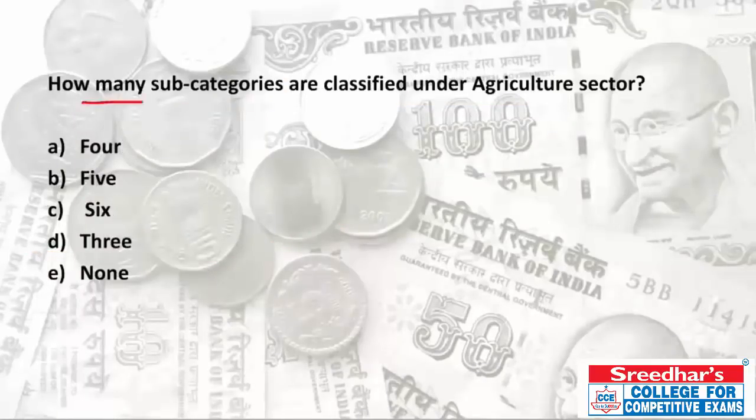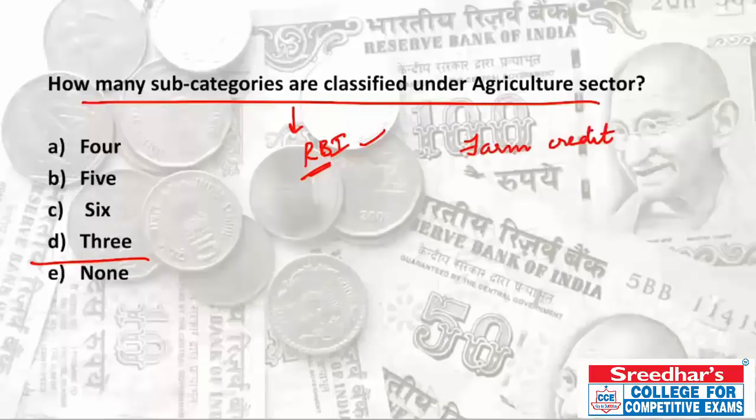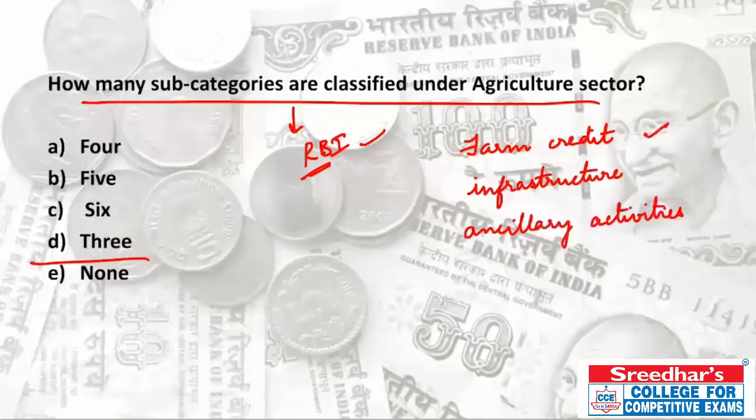How many subcategories are classified under the agriculture sector? It is 3. There are 3 subcategories under agriculture as classified by RBI. This classification was given by the Reserve Bank of India, so it is important for us. So what are they? The first one is farm credit, followed by agricultural infrastructure, and then ancillary activities. These are the 3 subcategories under the agriculture sector.